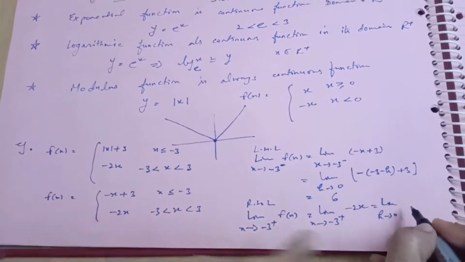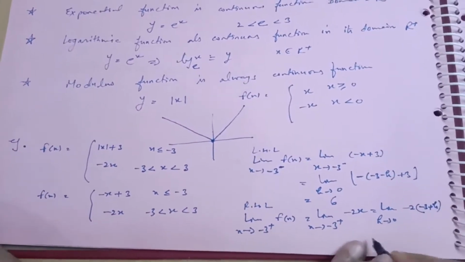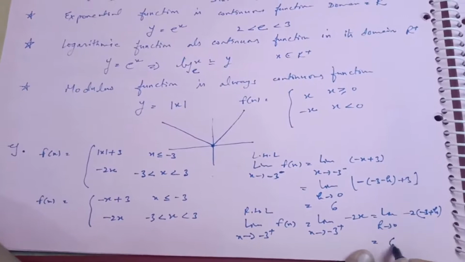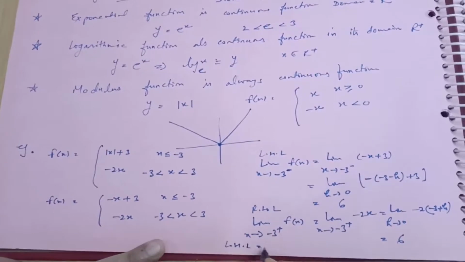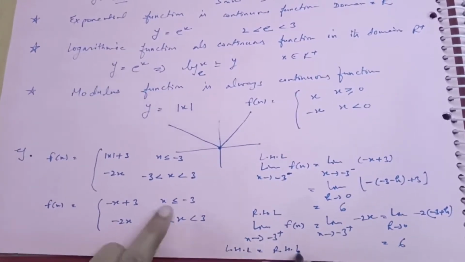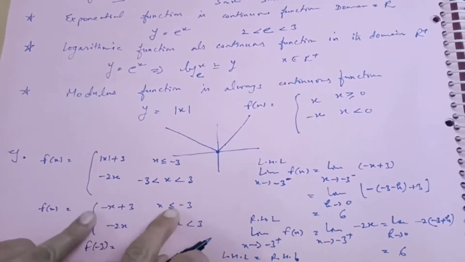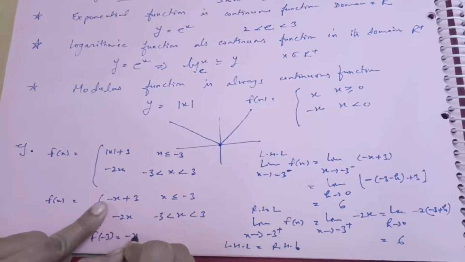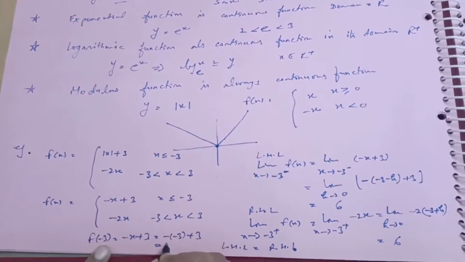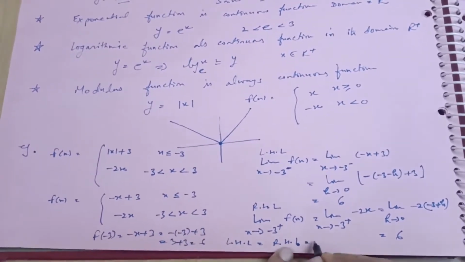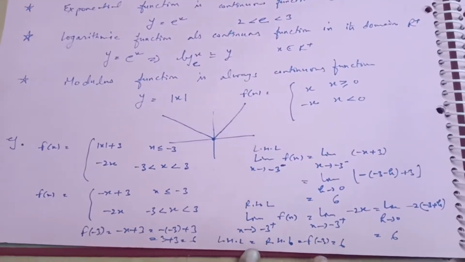So here we put minus 2, and instead of x we write minus 3 plus h. Got it or not? Now put h equals 0, so this is 6. So the left hand limit is equal to the right hand limit, both giving the same value. Now the function's value at minus 3: the function is minus x plus 3, so put minus of minus 3 plus 3, which is 3 plus 3, this also gives 6. The function's value at minus 3 equals both limits, all are 6. So the function is continuous everywhere.